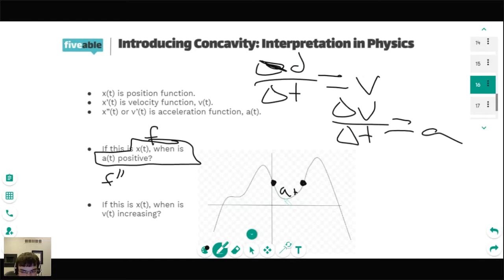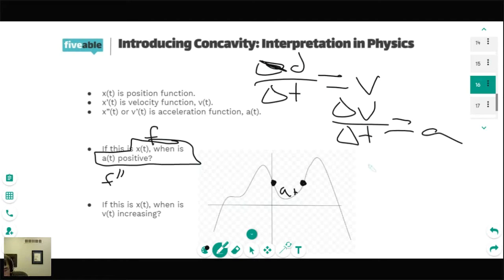Now let's suppose for a moment that once again, this is your position function, but in this case, when is your velocity increasing? So if we look, when is your velocity increasing? That is, of course, the first derivative, so that is also when it's concave up. So that will be true at the same time.